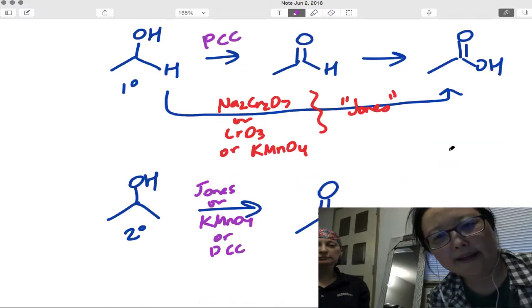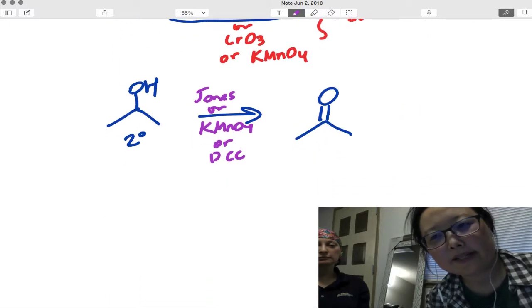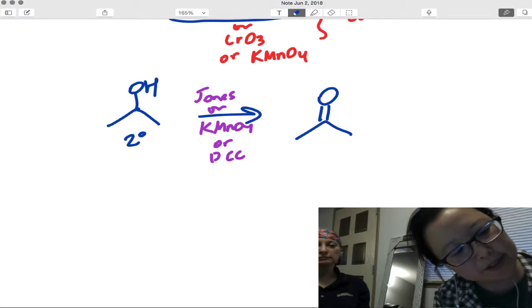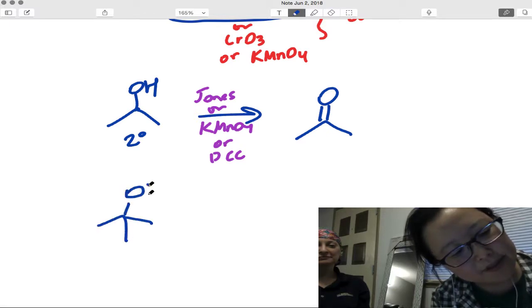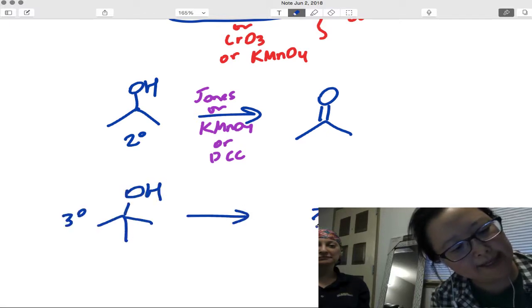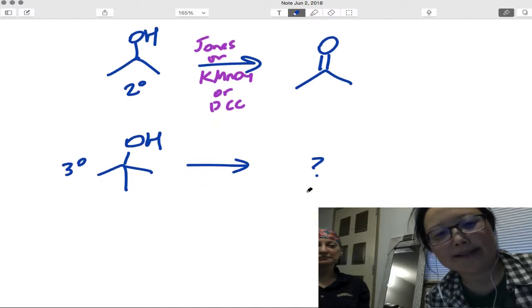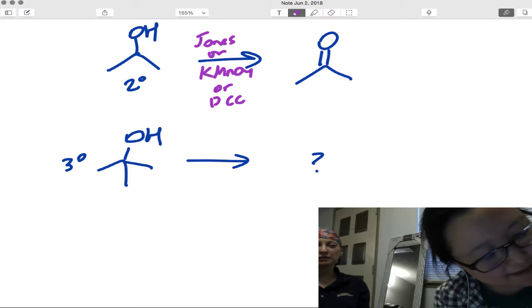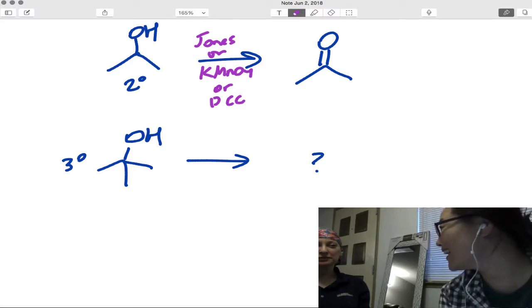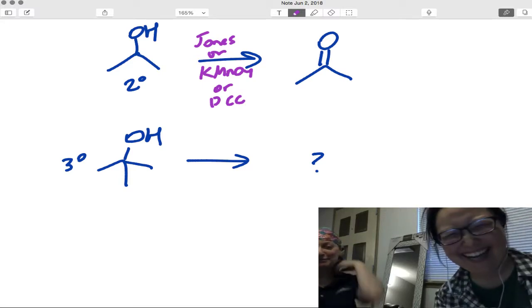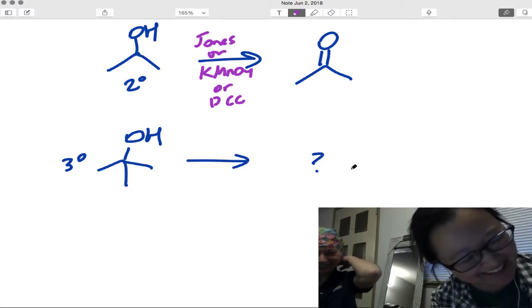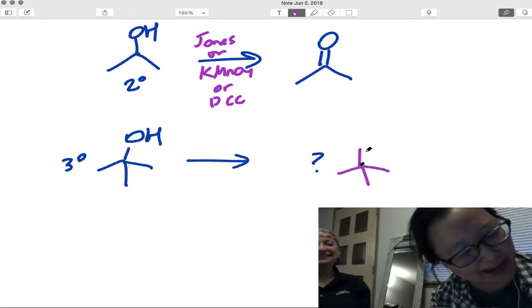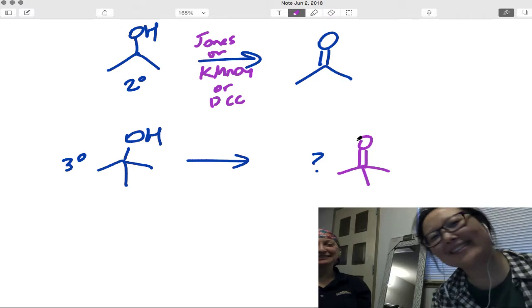And then I want to ask you guys a question, which is to think about a tertiary alcohol. If you have a tertiary alcohol, how do we oxidize that? What would we get if we oxidize this? Yeah, why can't we? I just remember we can't. Right, you can't, because we would have something like that. And you guys see what's wrong with that?